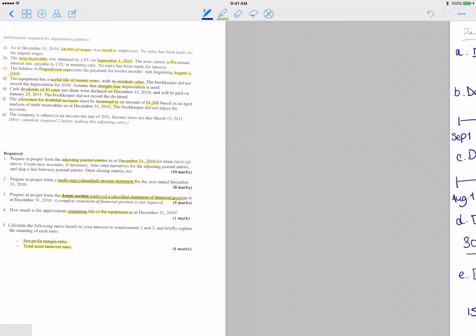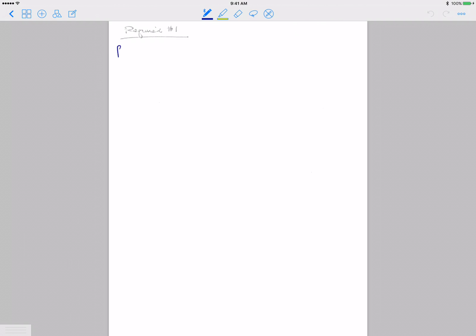So we know we need to increase. So we're going to, once again, at December 31st, 2010, we know we need to make a debit on our bad debt expense. And we need to credit our allowance for doubtful accounts. Now we need to figure out how much.